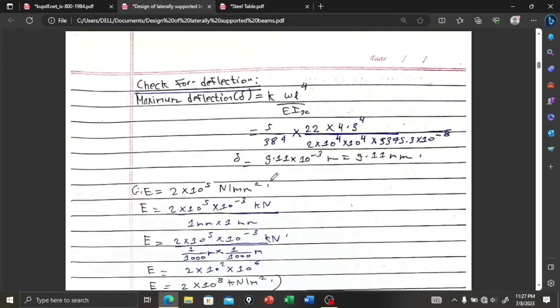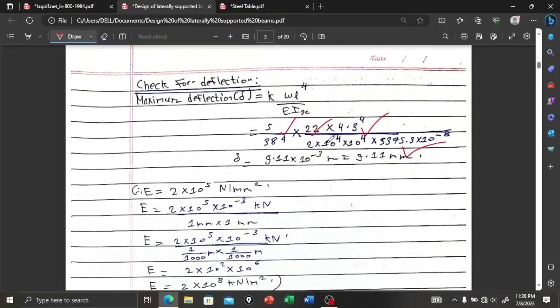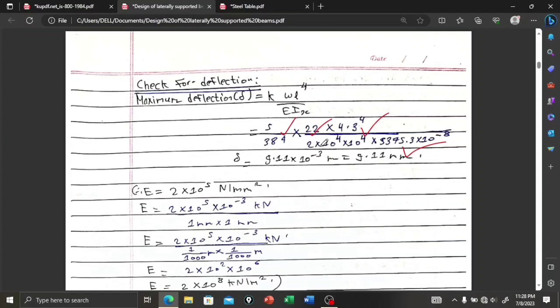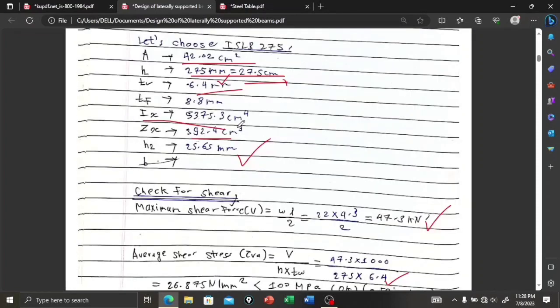Check for deflection. Maximum deflection is KWL4 upon EIxx. W is 22. K for this case is 5/384. Length is 4.3 power 4, and this Ixx is 5375.3 into 10 power minus 8. Ixx is in centimeter 4, 5375.3.